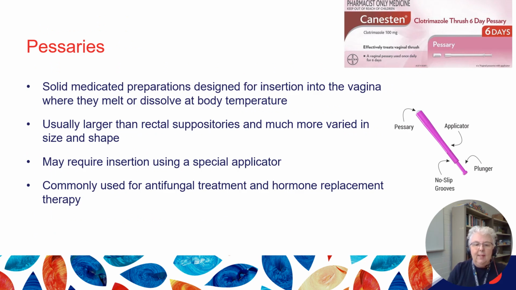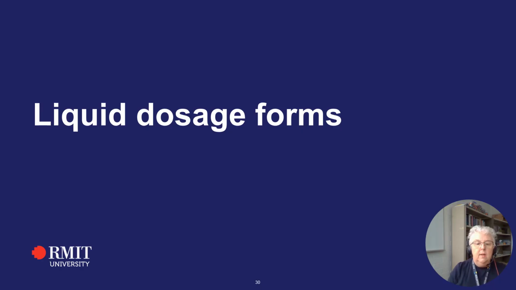So pessaries are solid medicated preparations similar to suppositories, but they're inserted into the vagina. In a few weeks' time, you'll actually get to see some of these. And they're inserted into the vagina and they melt or dissolve at body temperature. They're usually larger than rectal suppositories, and the size and the shape is much more varied. They might need an applicator to insert them, and you're going to learn how to do this. They're most commonly used for antifungal treatments, like for thrush, and for hormone replacement therapy. So liquid dosage forms is our next example.